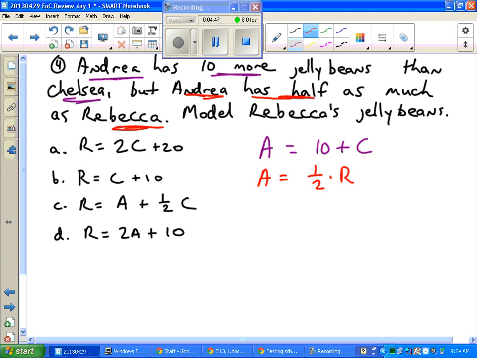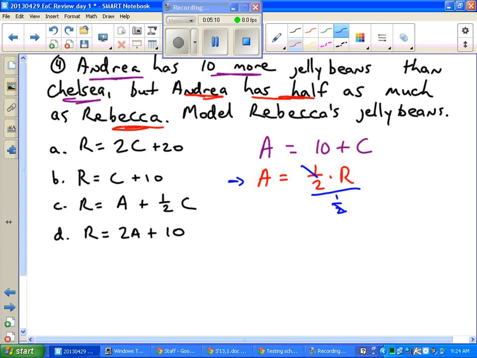Then it wants you to model Rebecca's jelly beans. So you want to say R equals something. Looking at this equation here, A equals 1/2 R, if we want to isolate R, to get it to say R equals R by itself, that says 1/2 times R. Undo that by dividing by 1/2. We know how to do that. If you divide by 1/2, it'll cancel it out.